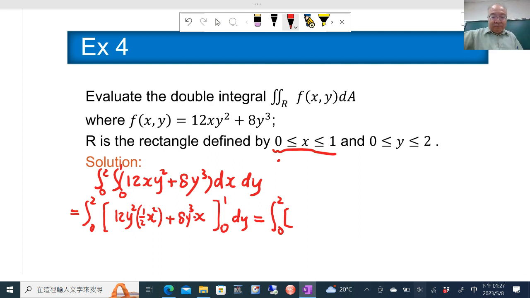Now let's find the result. For the first term, 12y to the power of 2. Plug in 1, we have 1/2. Plug in 0, we have 0. So the result after plugging in the lower limit and upper limit for x becomes 1/2. So that's the first term. In the second term, we have 8 times y to the power 3, and x from 1 to 0 becomes 1.